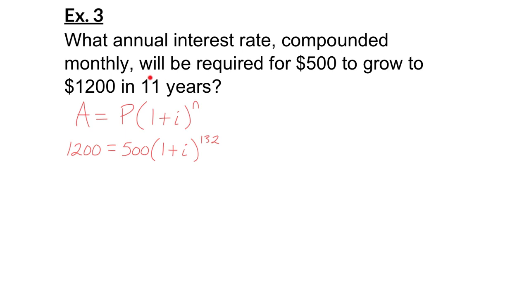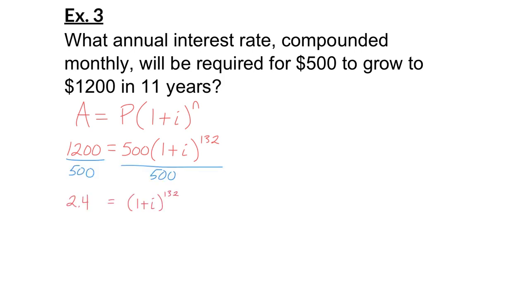The investment's going to happen for 11 years, but N is not 11 because the interest is being compounded monthly. So N is the number of months. Well, 12 months every year for 11 years, 12 times 11, that's 132 months. So I know all these numbers. Now I can start solving for I.